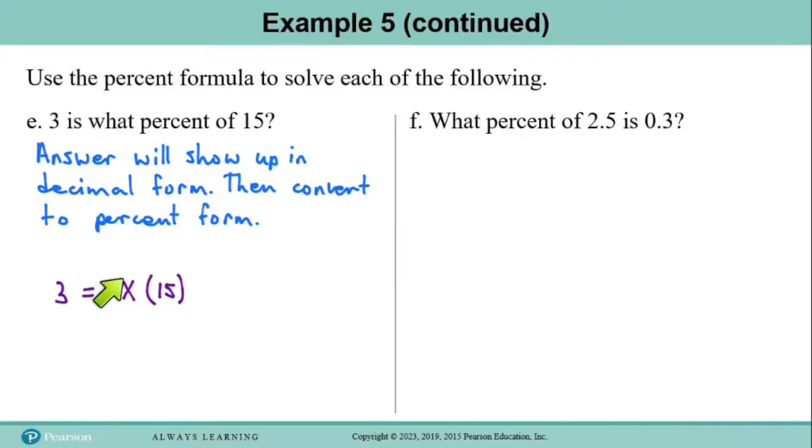In order to isolate this variable, we would have to divide both sides by 15. And of course, the 15s divide out here, and we'll get x equals 3 divided by 15, which is 0.2. And then to convert this into percent form, we move the decimal 2 places to the right and attach a percent symbol. So if we move this decimal 2 places to the right, we'll have 20%. So let's check it out. 3 is 20% of 15, and that makes sense.